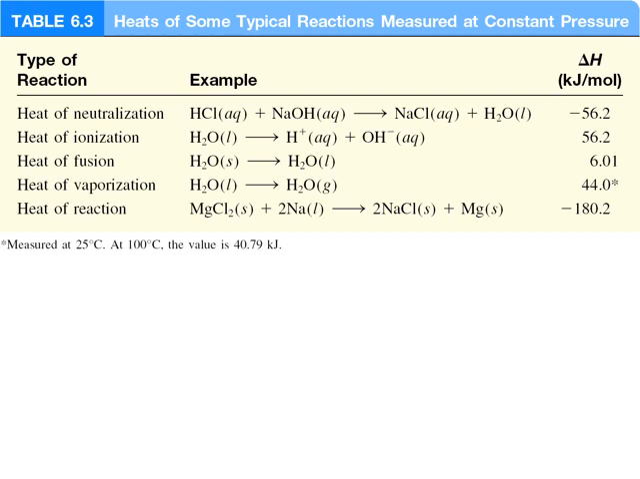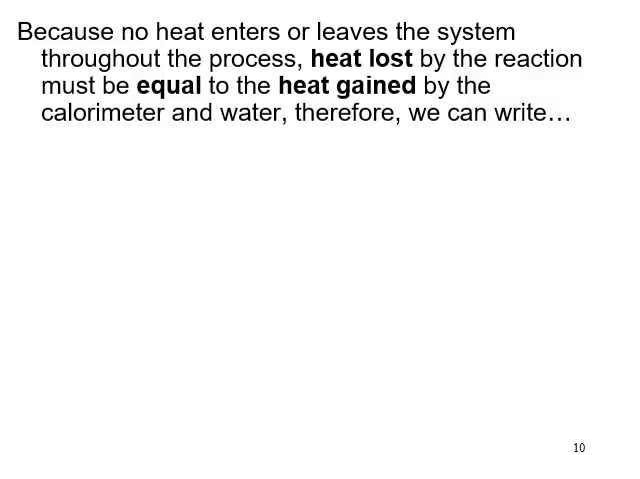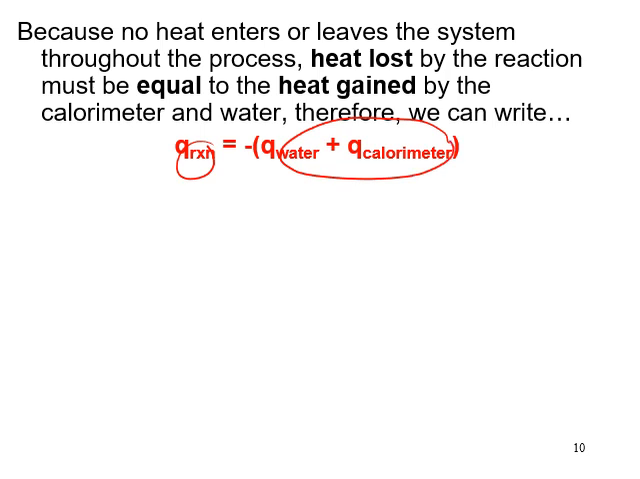Okay, to add a bit on the coffee cup calorimeter, because it is said to be at constant pressure, here are some of the reactions it can measure. Because no heat enters or leaves the system throughout the process, the heat lost by the reaction must be equal to the heat gained by the calorimeter and water. Therefore, we can write Q reaction equals Q water plus Q calorimeter. So this is your system. This will be your surrounding.